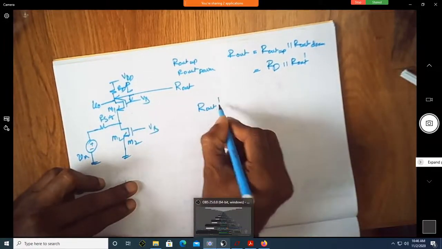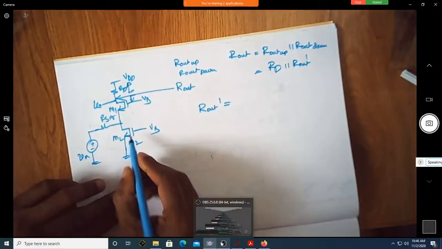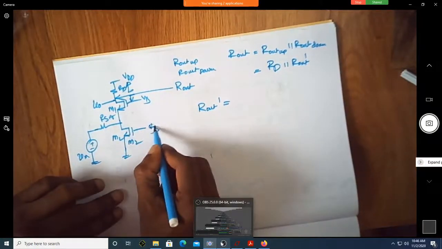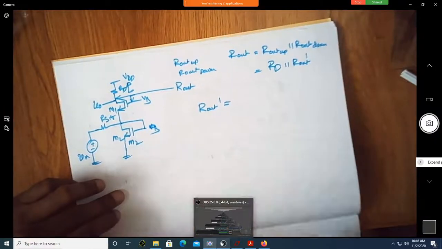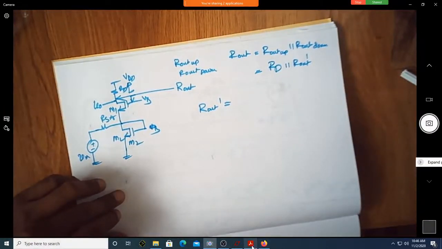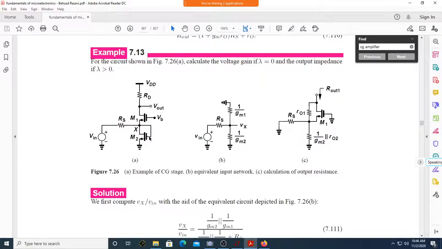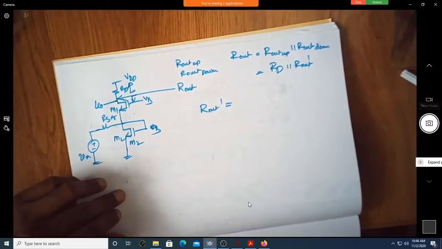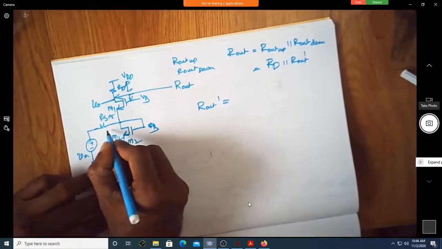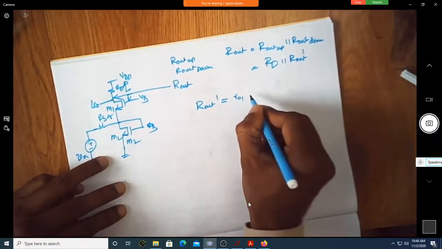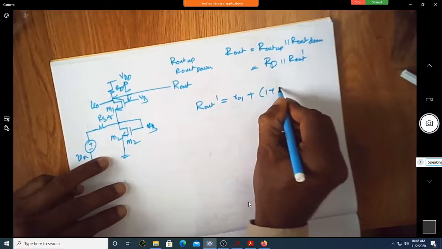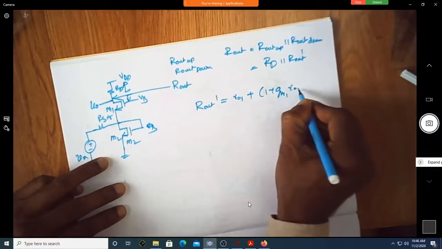So shall I now write R out dash as equal to, sorry, this is not VB. I think it is something like this. Let me just have a look at it. Okay, the gate and drain are shorted. Correct. So is this now R01 plus (1 plus gm1 R01)?